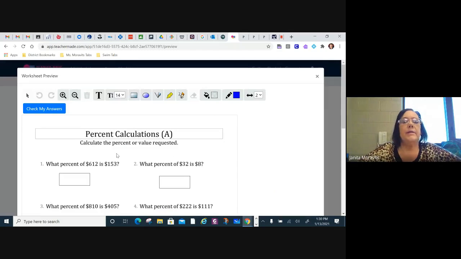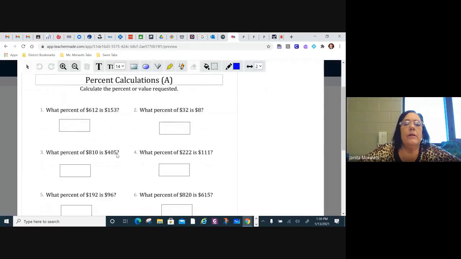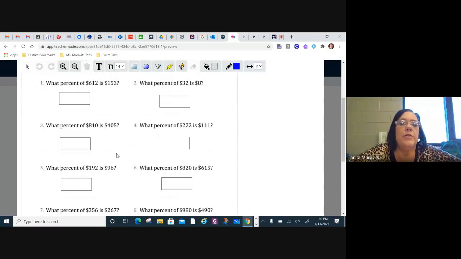All right, let's go back here. This is going to be a little bit different than what you've been doing. What you've been seeing are problems that say 15% of 500 is what? And you're having to find the amount. But these questions are different. They're not giving you the percentage. This says what percent of a number, $612, is $153.